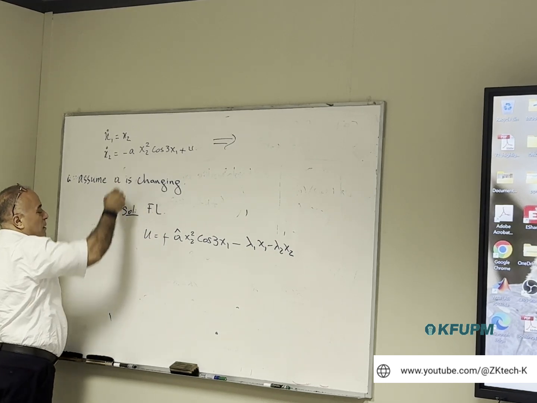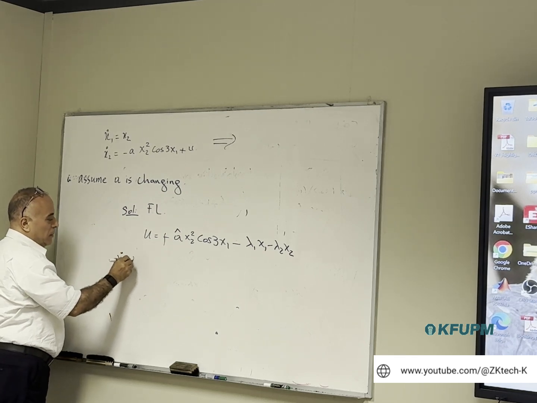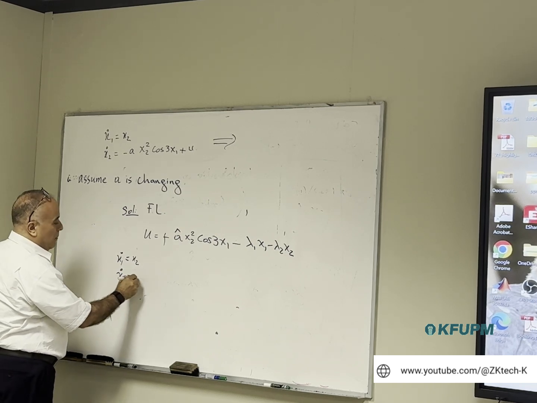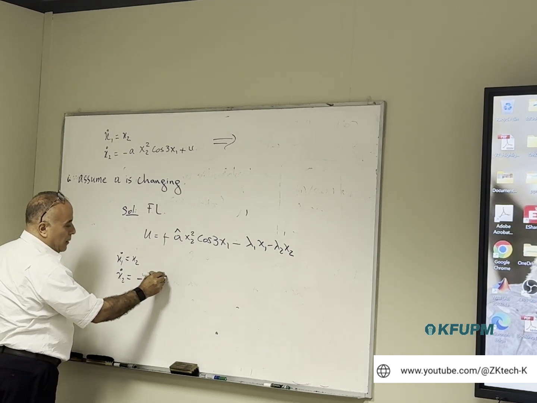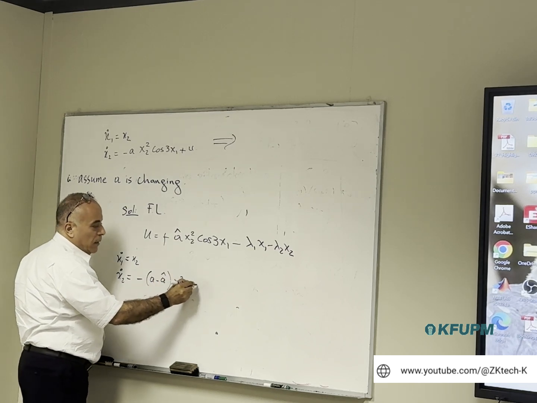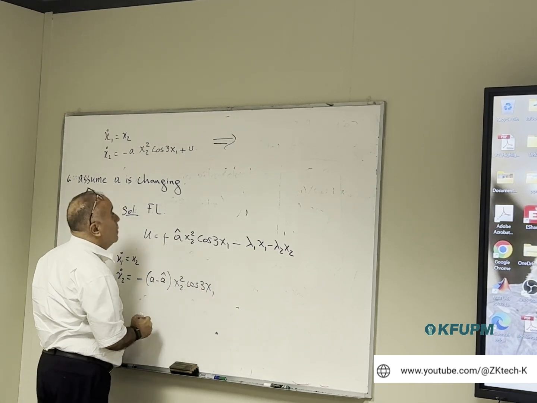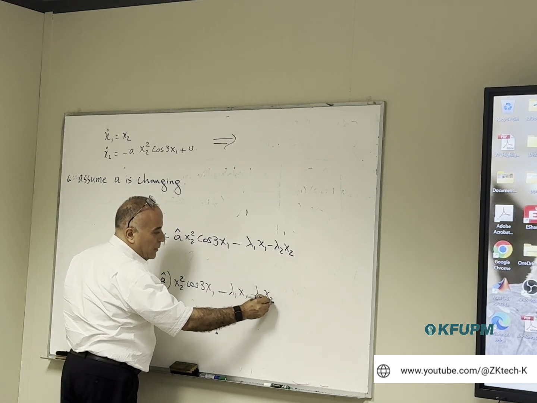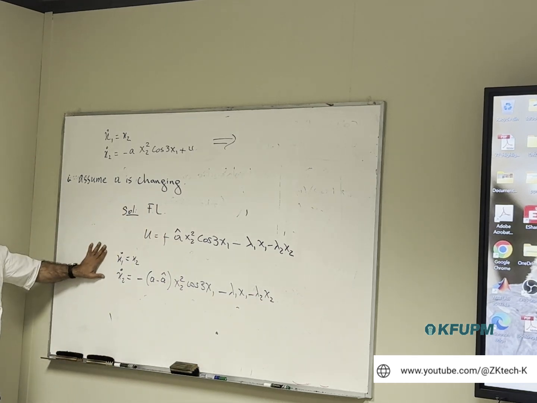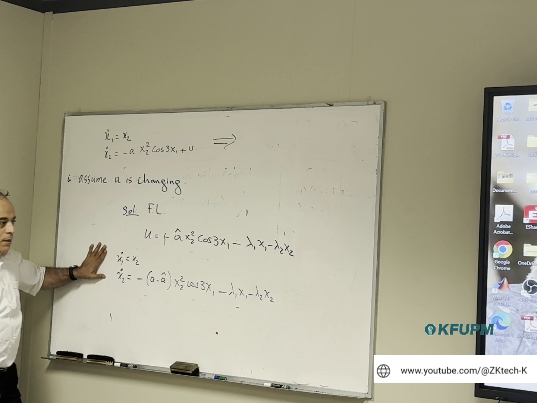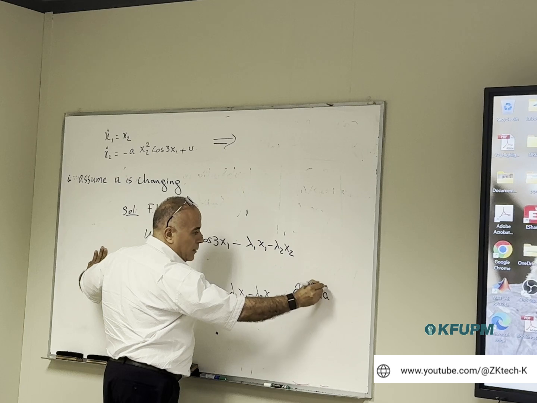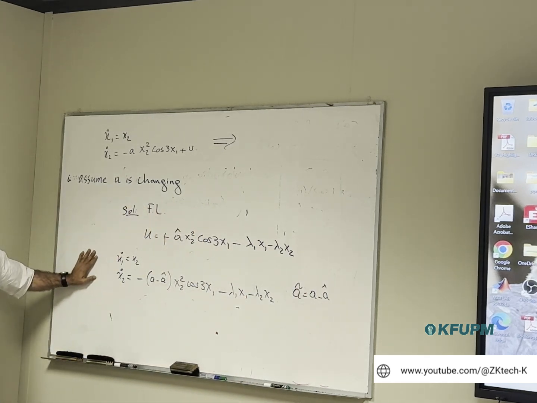I replace this in my system. I will have x1 prime equal to x2, and x2 prime equal to minus a hat x2 squared cosine of 3x1 minus lambda 1 x1 minus lambda 2 x2. This is my new system. And we have here a tilde equal to a minus a hat. Everybody is okay with this?